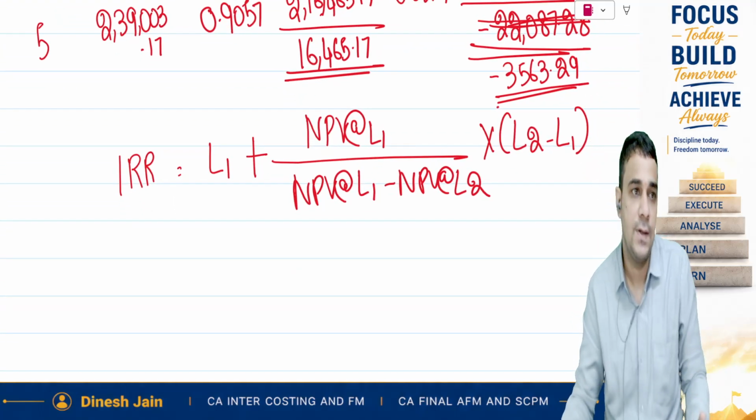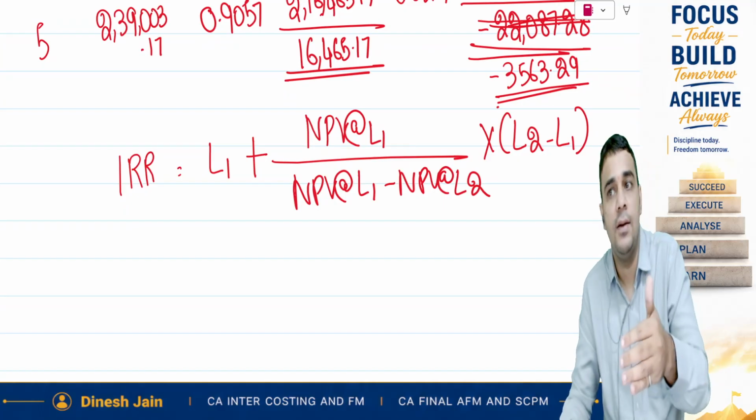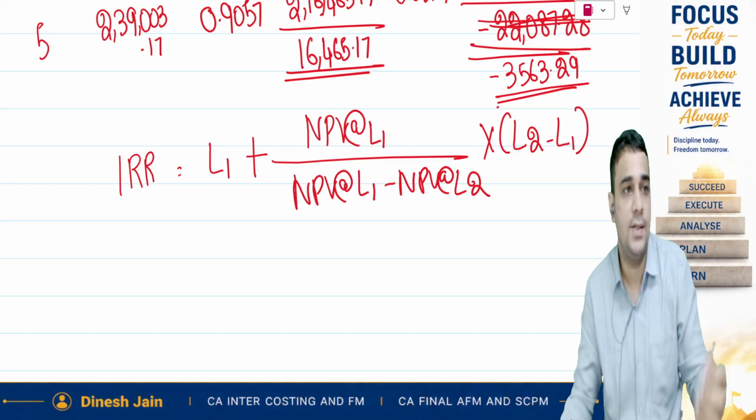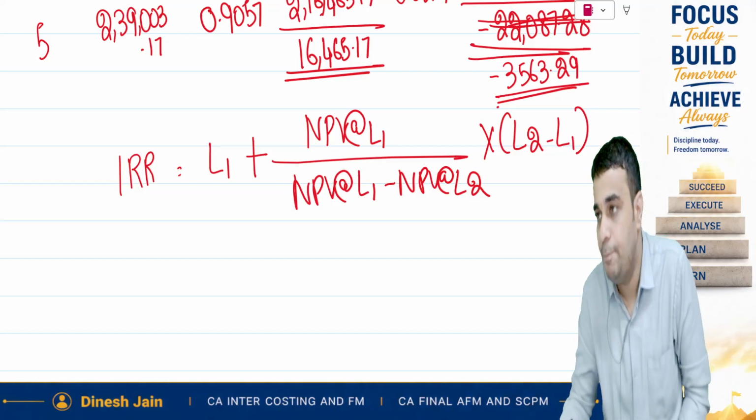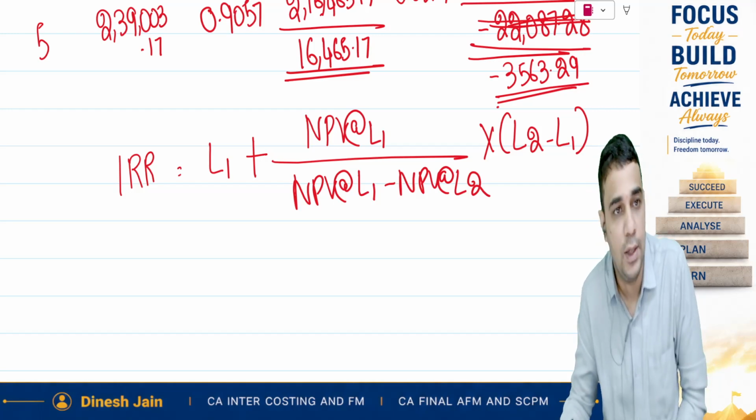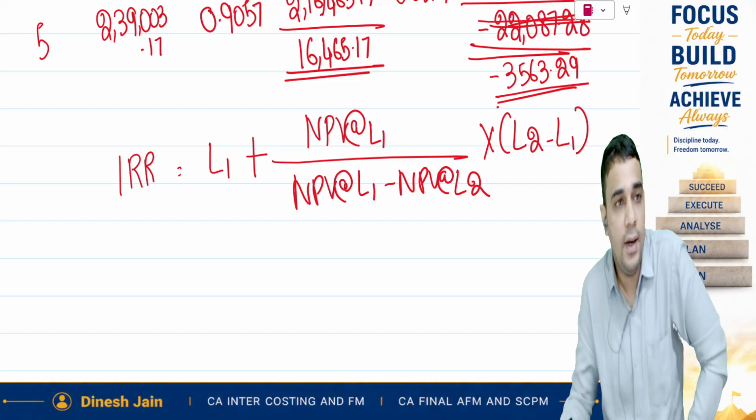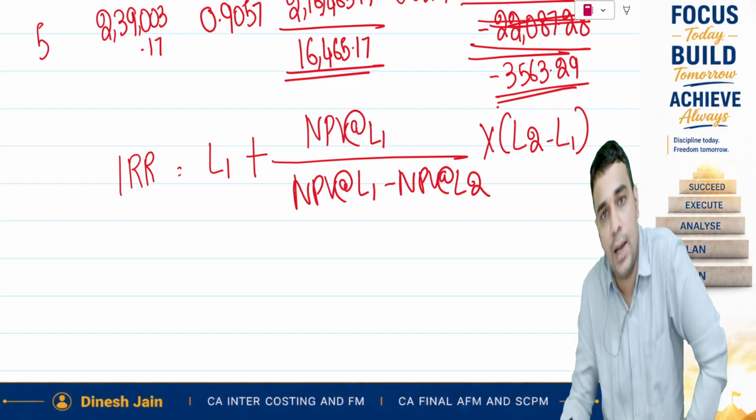A few places I cannot spend time here. This concept has more weightage when I go to capital budgeting. L1 plus NPV at L1 by NPV at L1 minus NPV at L2 into L2 minus L1. L1 is called the lower rate, L2 is called the higher rate.